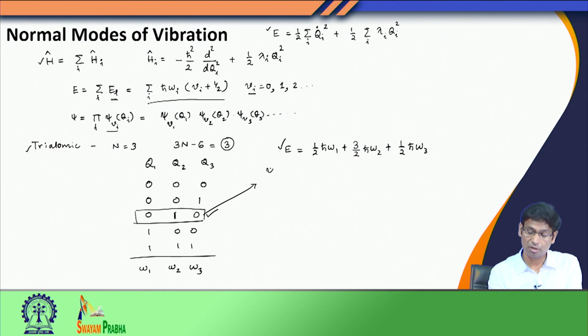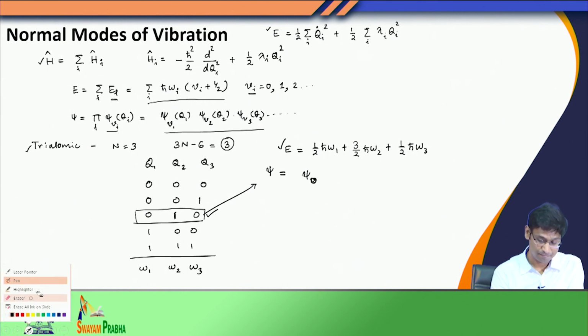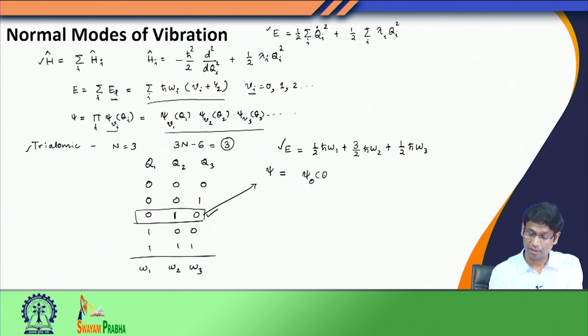Now, let us write down the wave function for this state, 0 1 0. When I write down the wave function, I know that I have to write it in a product manner. First write down the wave function corresponding to normal mode 1. Normal mode 1 is not excited, so it is in the 0 state. Therefore, I write psi 0 along q1, and along q2 it is psi 1, and along q3 it is psi 0, because it is in the ground state along q3.